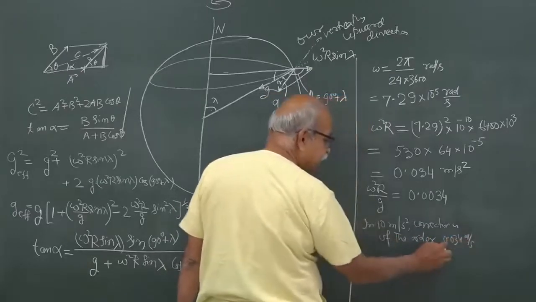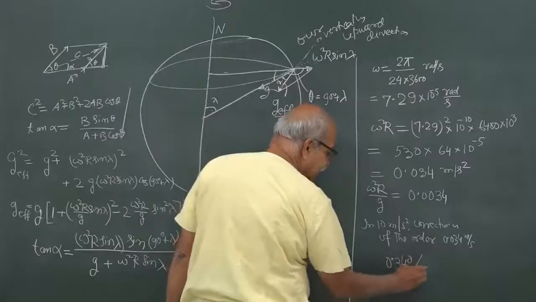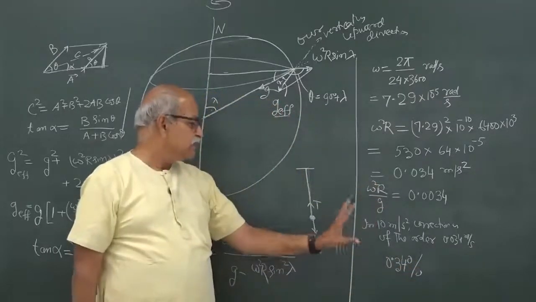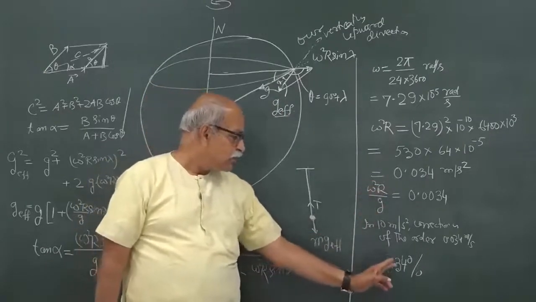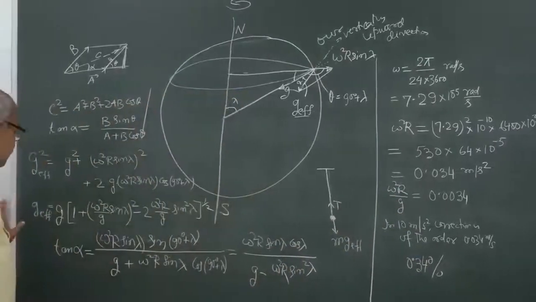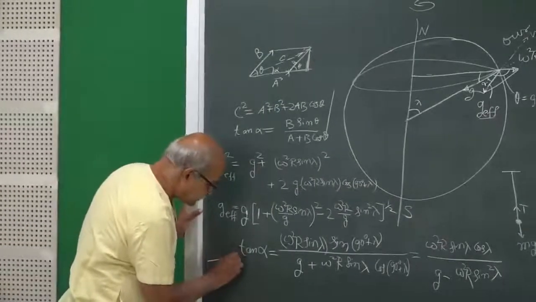So, in 100 it will be 0.34. So, it is 0.34%. If you compare omega square r and g, then this omega square r is about 0.34% of g. Now, let us first look at the direction.